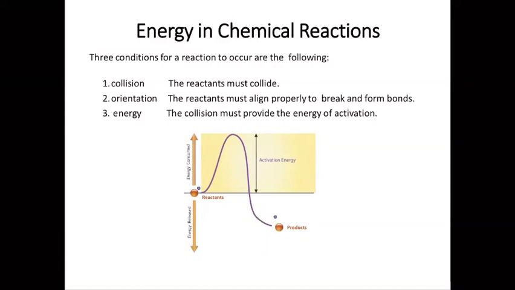Now, the reactants, or the substances that are going to undergo this chemical change, need to not only meet, but they need to meet in the correct orientation. They need to align properly in order to break the bonds that are necessary and also form the new bonds that are necessary for producing those new substances. Now, understand that all of these processes need to happen in terms of a particular type of energy which we call activation energy, okay?